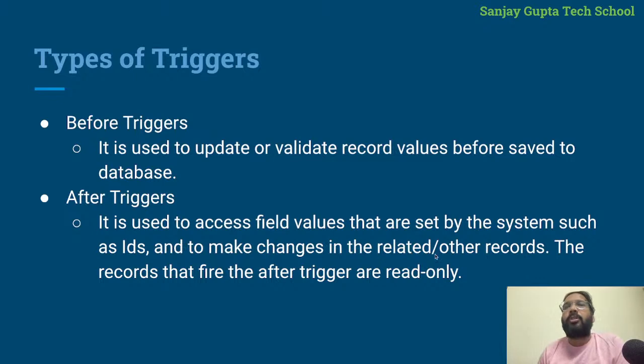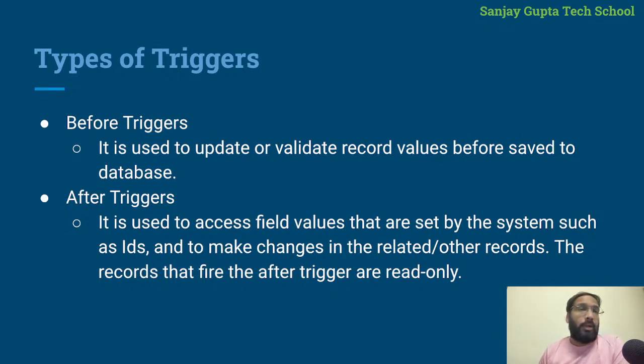And if you want to do something on a related record, I hope you remember we saw this in flow as well. In flow we have fast field updates and actions and related records, right? So fast field update is equal to a before trigger, and actions and related records is basically similar to an after trigger. For example, if you are creating an account record and you want to do something with a related contact or opportunity, in that case also you will be using an after trigger.